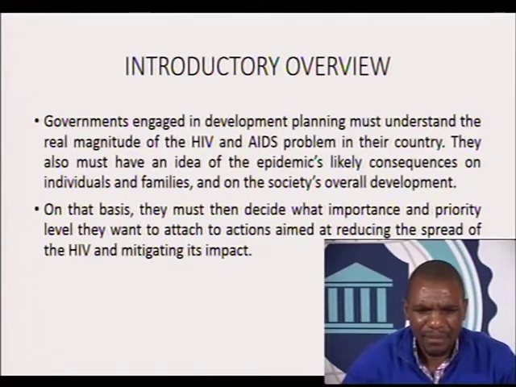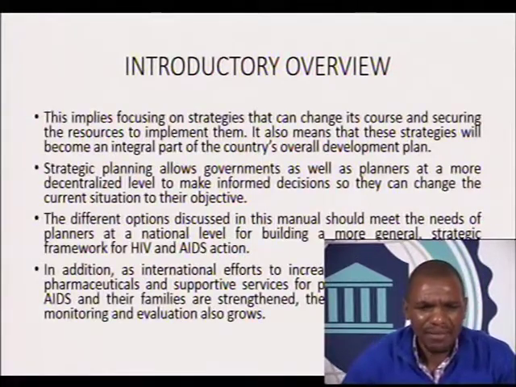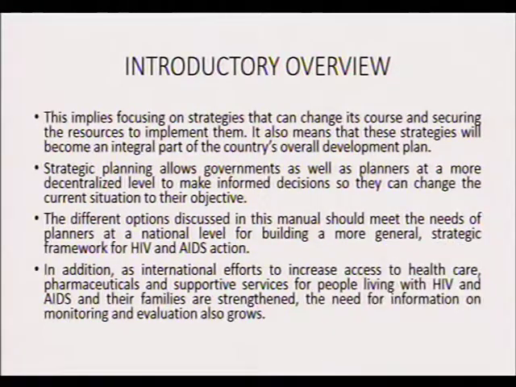Governments engaged in development planning must understand the real magnitude of HIV/AIDS problems in their country. They must also have an idea of the epidemic's likely consequences on individuals and families and on the society's overall development. On that basis, they must then decide what importance and priority levels they want to attach to actions aimed at reducing the spread of HIV and mitigating its impact. This implies focusing on strategies that can change its course and securing the resources to implement them. It also means the strategies will become an integral part of the country's overall development plan.